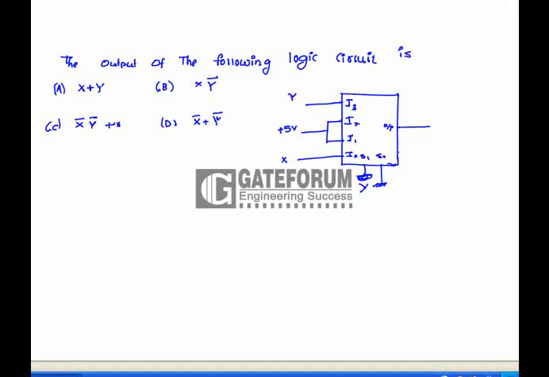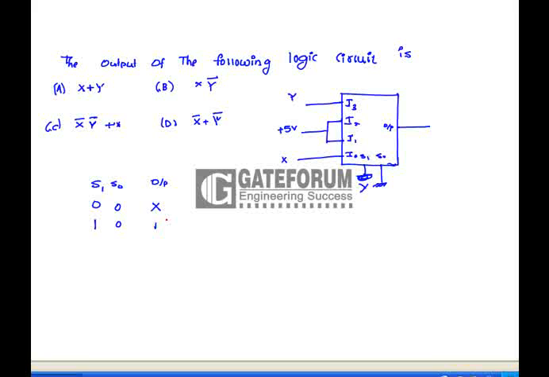The output of the following logic circuit is, see, before deciding what kind of logic it is performing, we have to write the truth table for this particular figure. Then only we can decide what kind of logic function it is performing. So S0, this is S1, this is the output equation. S0 is always 0, S1 is 1. If S1 and S0 both are 0, output is X. If S1 is 1, output is 1.